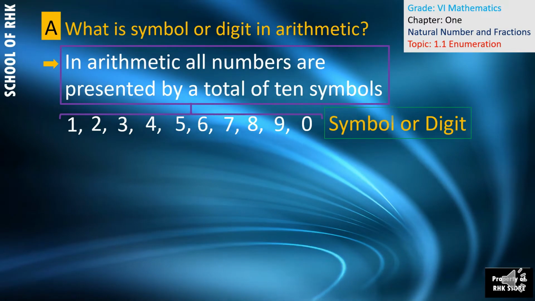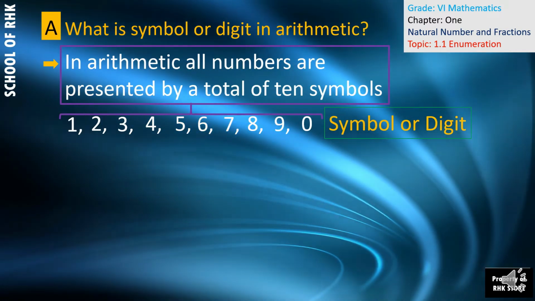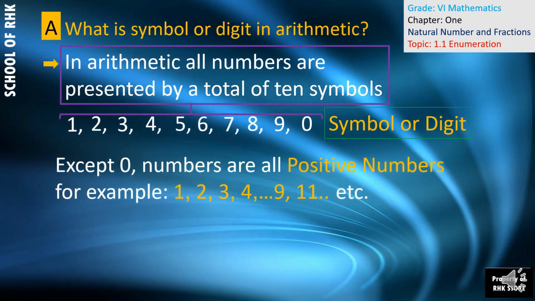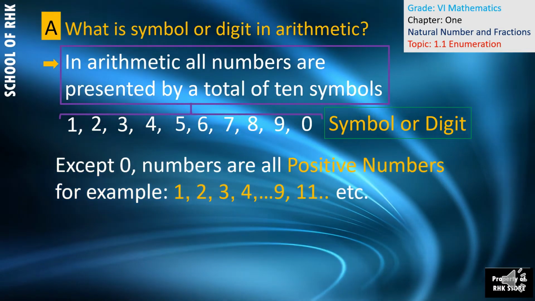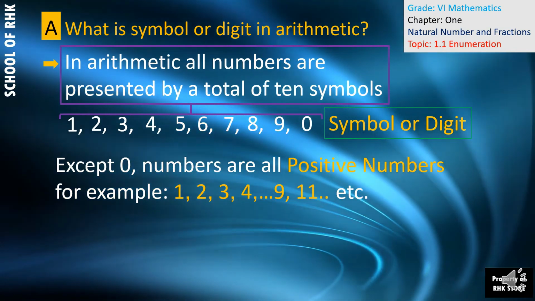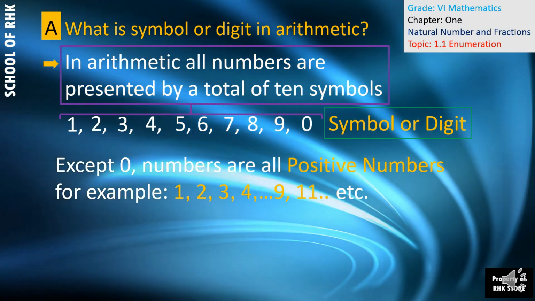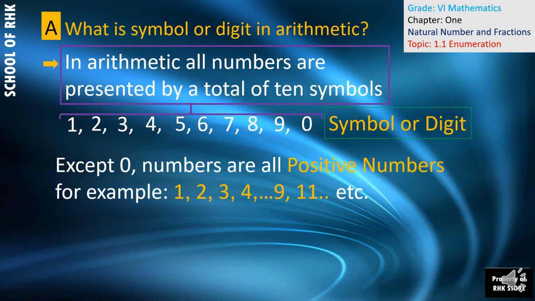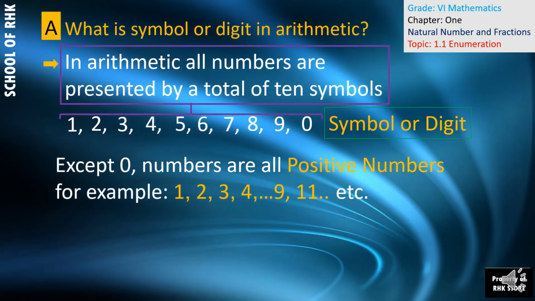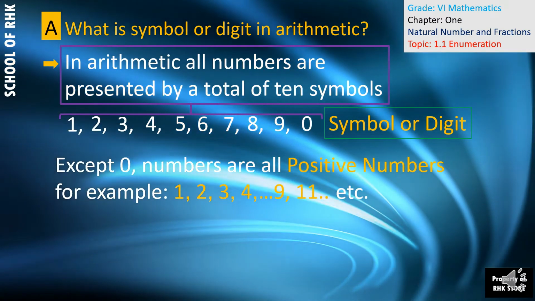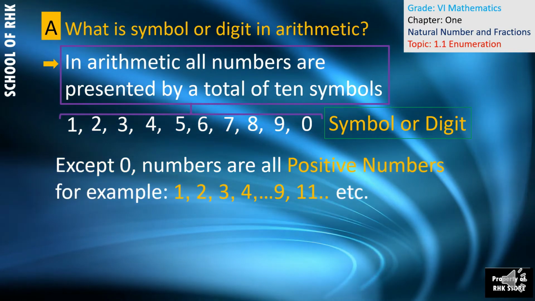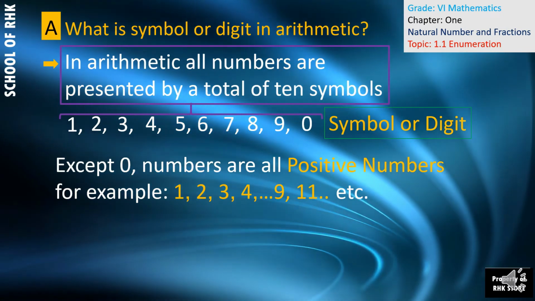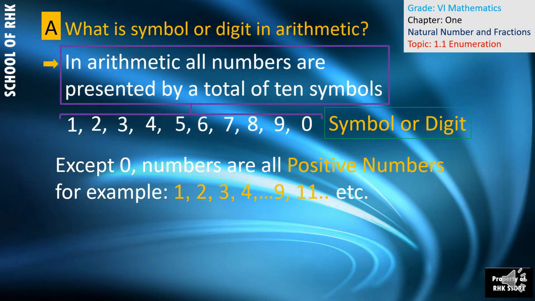These 10 symbols or digits are also called numbers. Except 0, normal numbers are all positive numbers like 1, 2, 3, 4, thus 9, 11, etc.